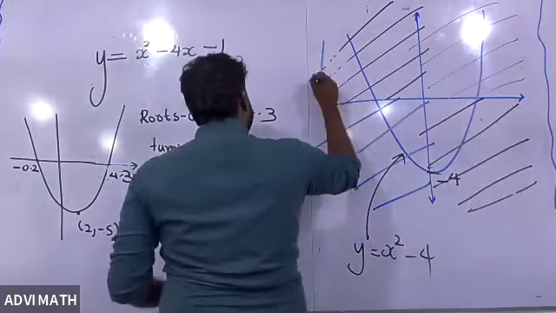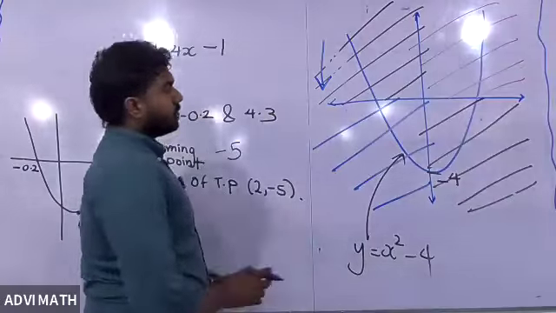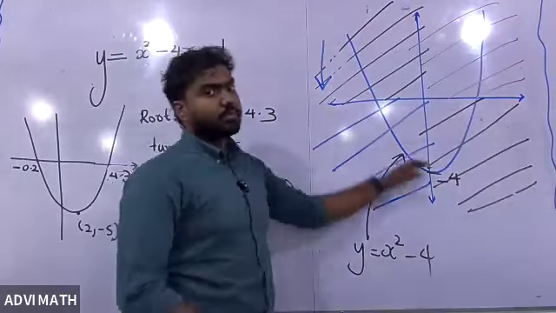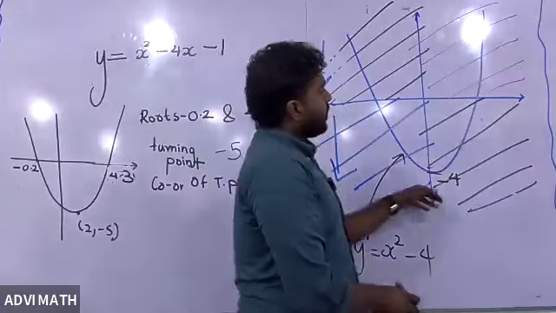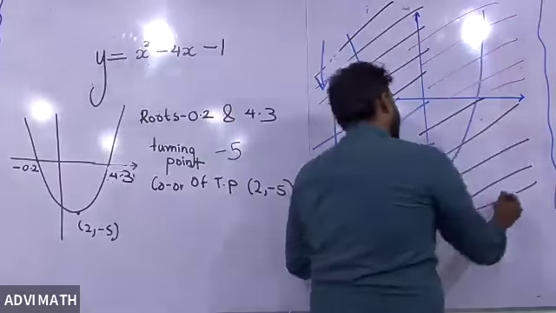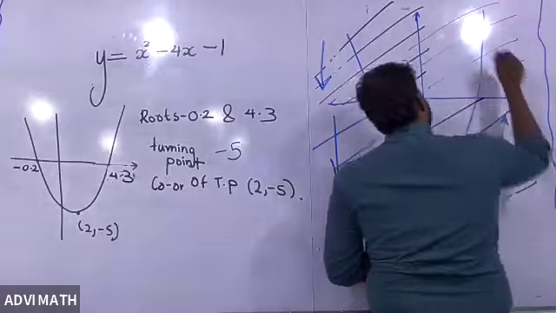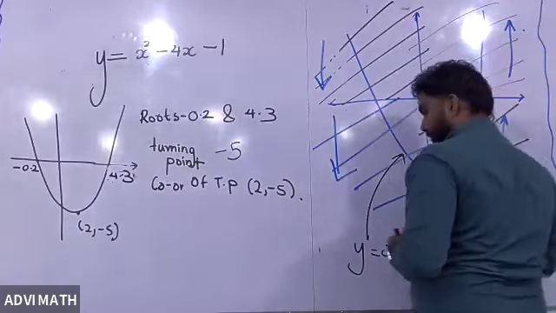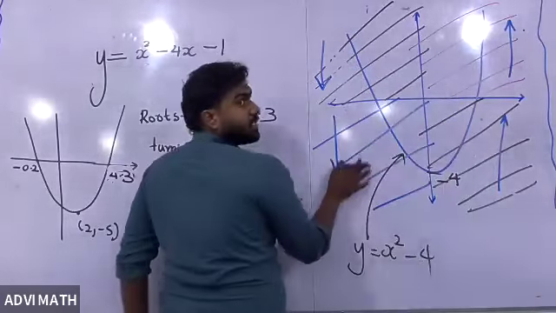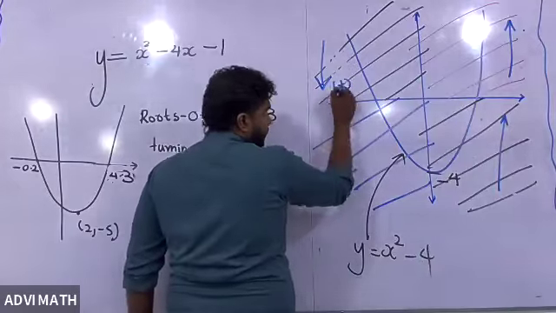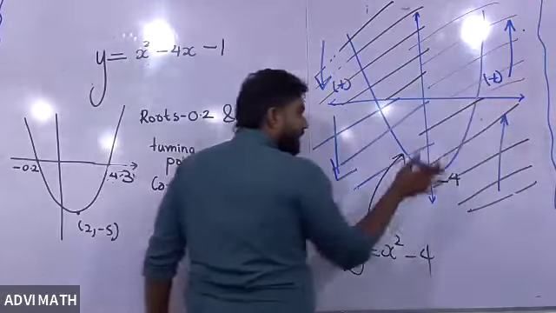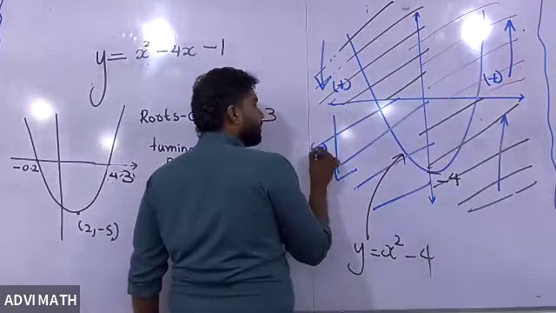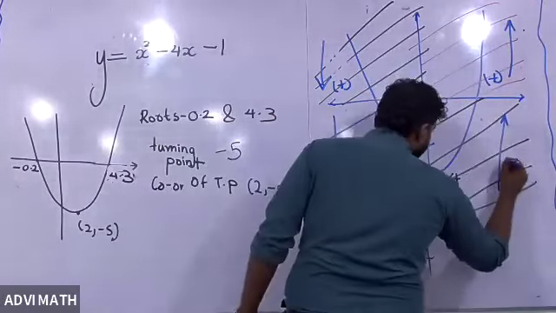I put an arrow down. From here to here, decreasing. From here to here, increasing. Above the x-axis, positive. That is also positive. Below the x-axis, this is negative. And this is also what? Negative.